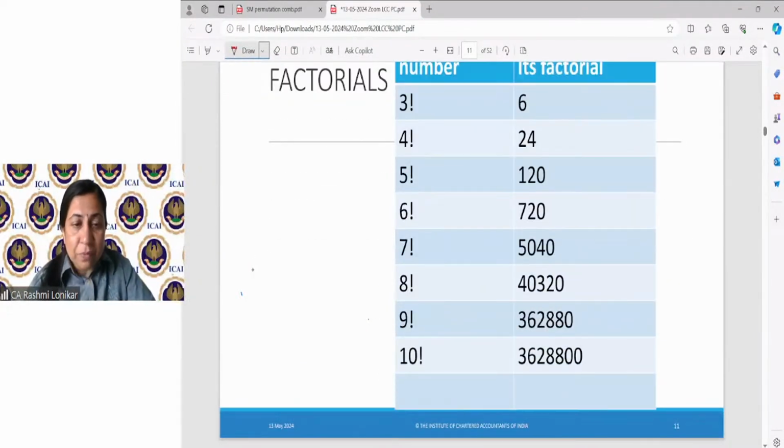Now again, coming to the exam point of view, these are the factorials that you must know. Okay, you can always calculate. There is nothing to worry about if you do not remember, but you must know these. Okay, 3 factorial is 6, 4 factorial is 24. I will write and also show.